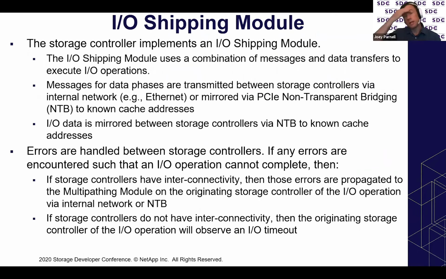So the IO shipping module, this is, I guess, the bread and butter of the operation, where you have to be able to make sure that any IO that you write to the drive can be serviced through either path. So we need a module that is able to write that data over the internal network, just as we can do this in software, to avoid the problems that come with lacking redundancy.